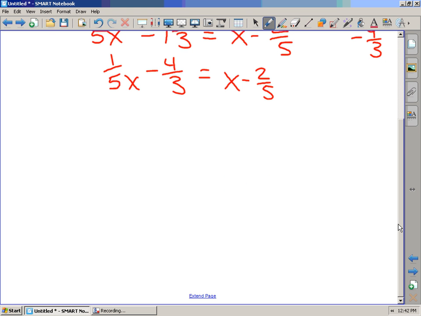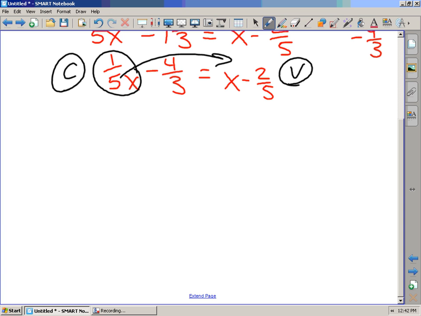Now what we're going to do is move the variables all to one side and the constants to the other. So I'm going to move the variables to this side, and I'm going to move the constants to the left side. So let's start with the variables. I'm going to move this 1/5 x from the constant side over to the variable side using inverse operations.